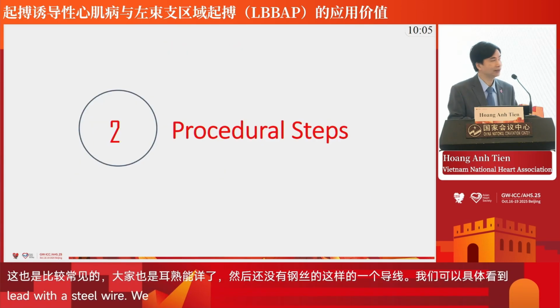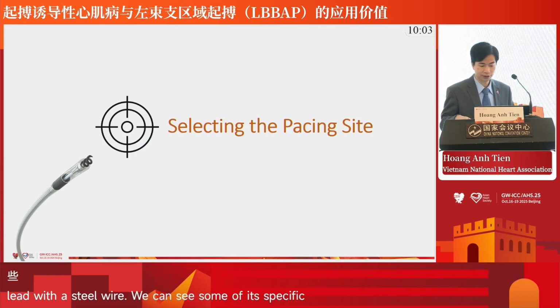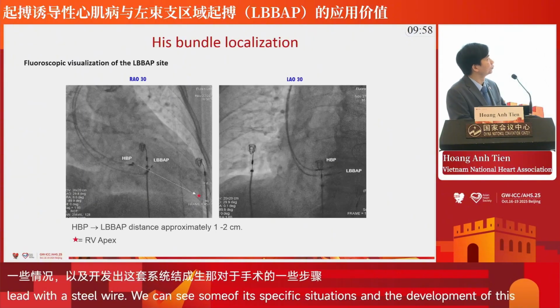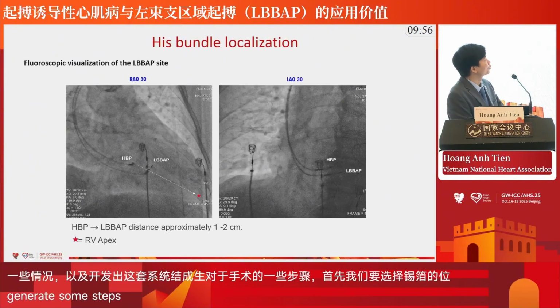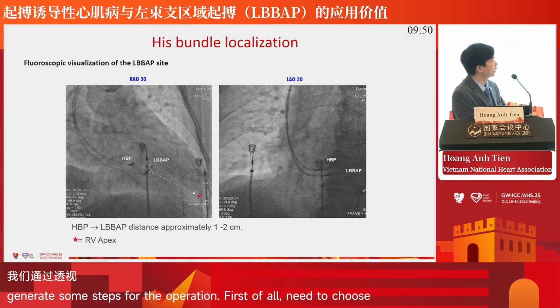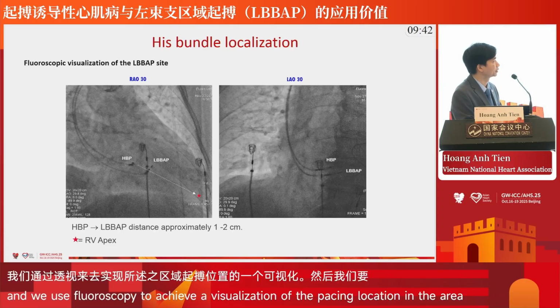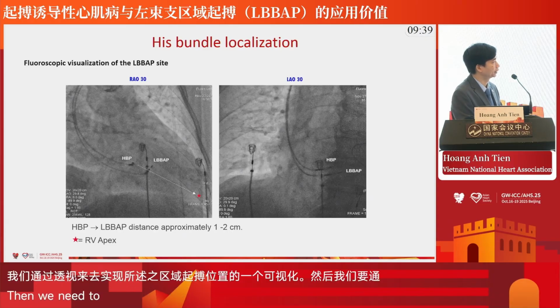And the second is the procedure steps. The first one is selecting the pacing site, and we use fluoroscopy visualization for the left bundle branch area pacing site. And after that we can find the His position with the electrophysiology system, and here is the tip, the apex of the heart.